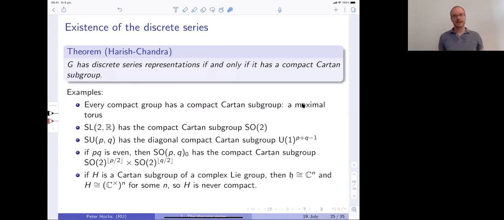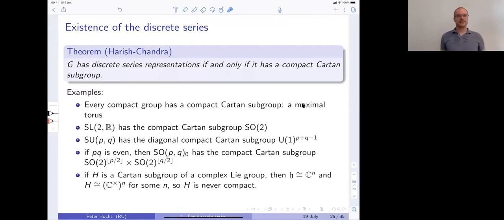Well, we know this because the decomposition of L2 of G is then discrete. For SL2R, we just saw that we have the compact Cartan SO2, so that's why SL2R has discrete series representations. For SU(p,q), there is a compact Cartan subgroup on the diagonal, isomorphic to this many copies of the circle. For SO(p,q), the connected component, in the case where p and q are even, there is a compact Cartan, which is again a copy of circles. Of course, every compact Cartan is a copy of circles. If p and q are both odd, this is not big enough to be maximal abelian. But for p or q even, SO(p,q) has the compact Cartan and therefore the discrete series.